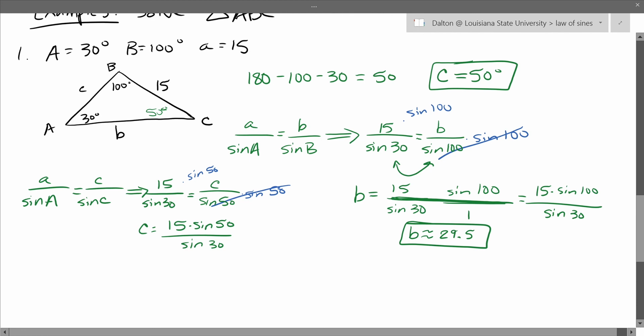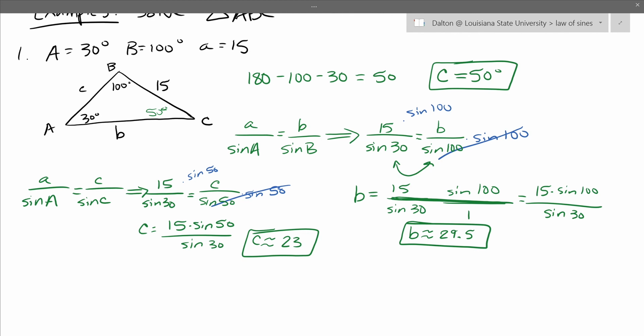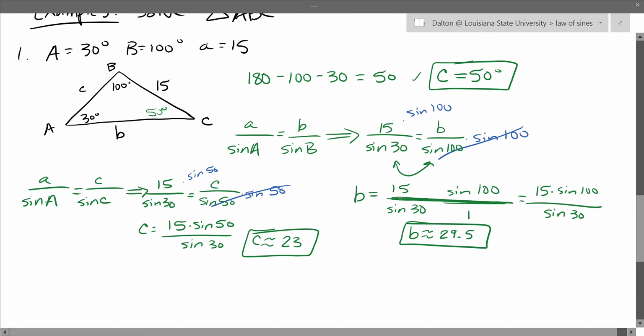And again, when you plug that in your calculator, round to the nearest tenth, you should get c is approximately 23. And those are the three missing parts of the triangle: angle c, side b, and side c. So that's how you solve the remaining part of the triangle.